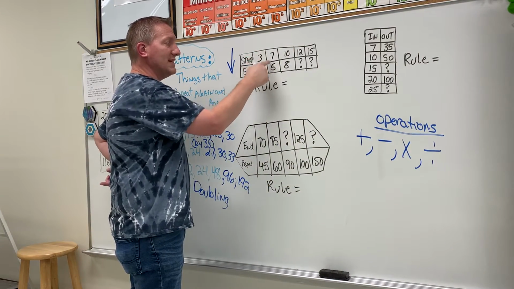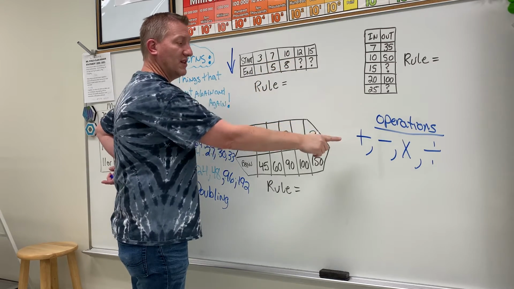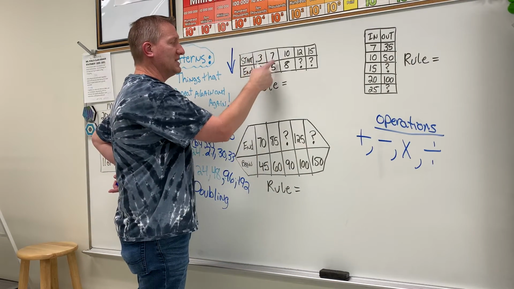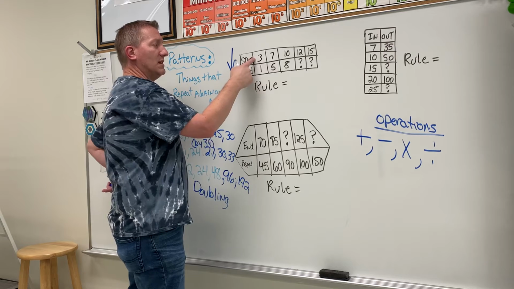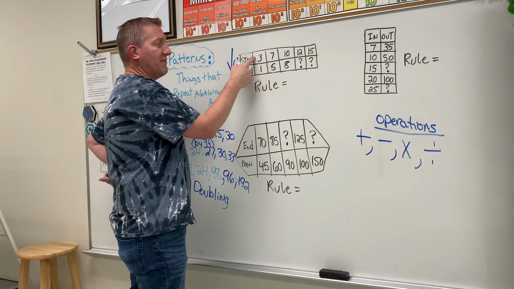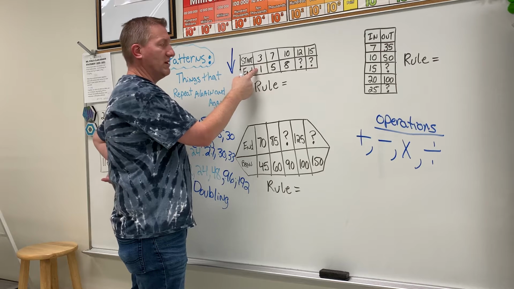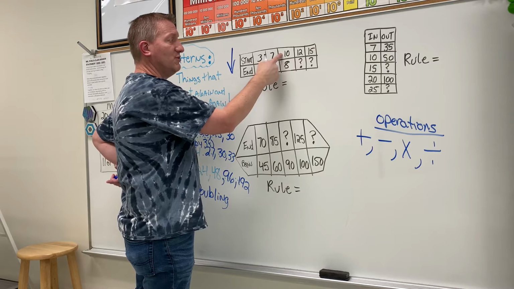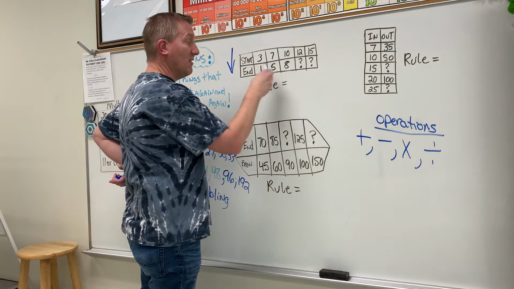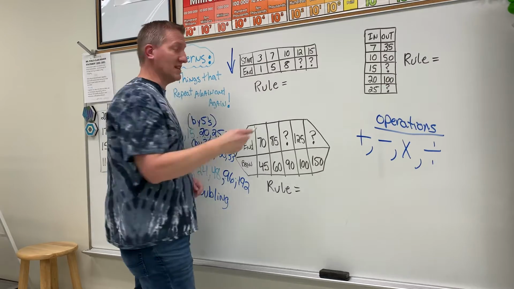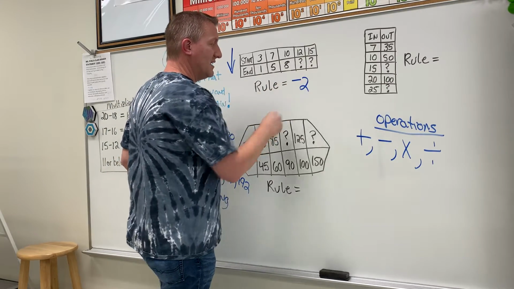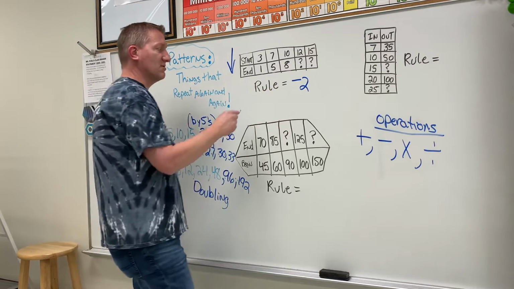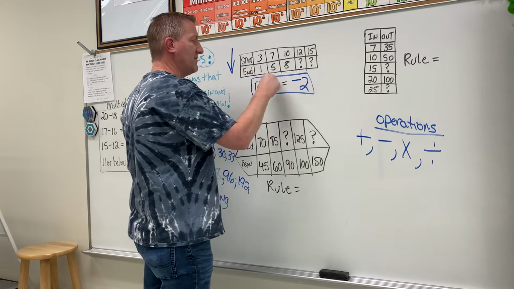Now, each one of these, the rule has to work. The rule, whatever you pick, a subtraction or division, has to work each time. Okay, well, let's try subtraction first. If I subtract 2 from this one, I get 1. If I subtract 2 from 7, I get 5. If I subtract 2 from 10, I get 8. So I think, because it works in all of them, our rule is subtract 2. So the rule is -2. That's the first thing you have to figure out.